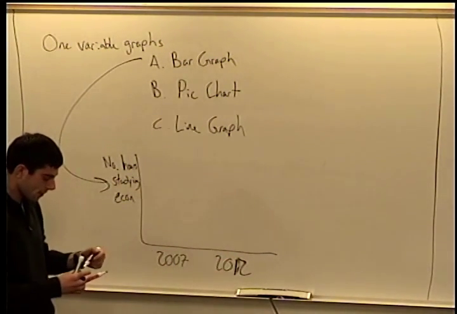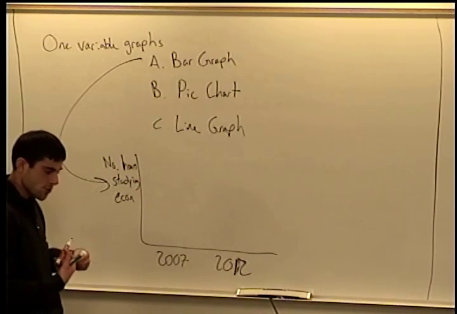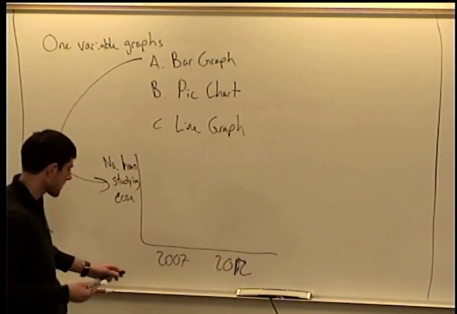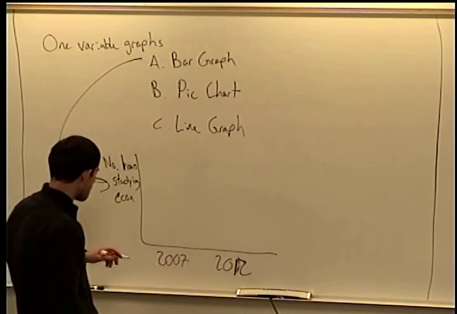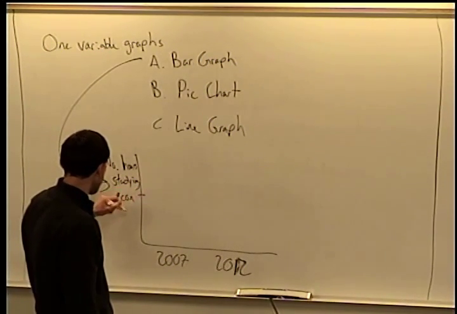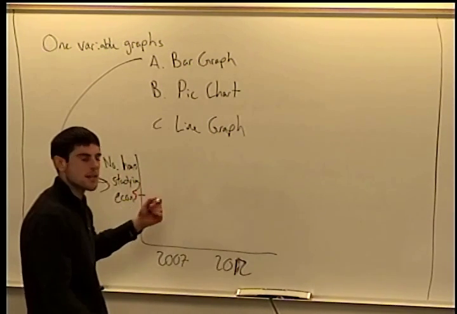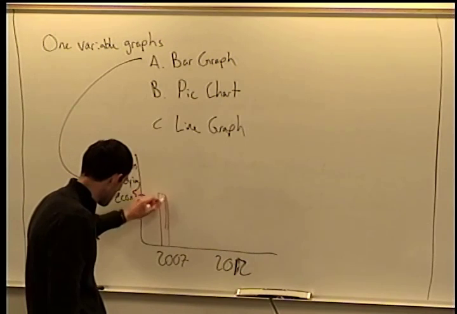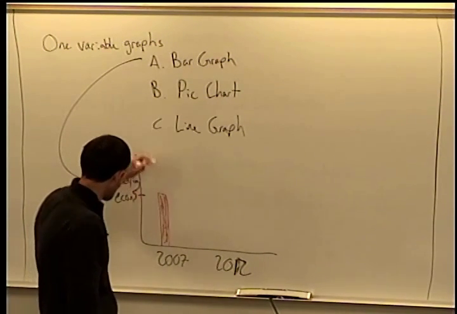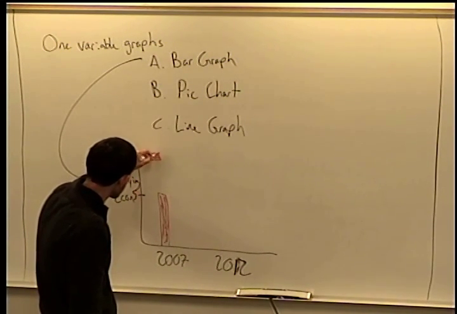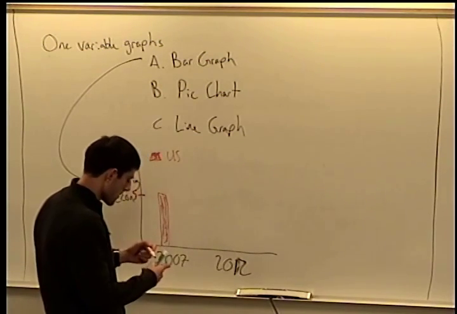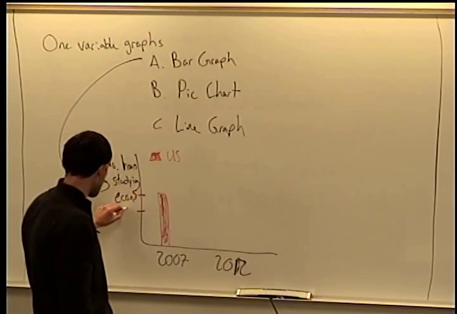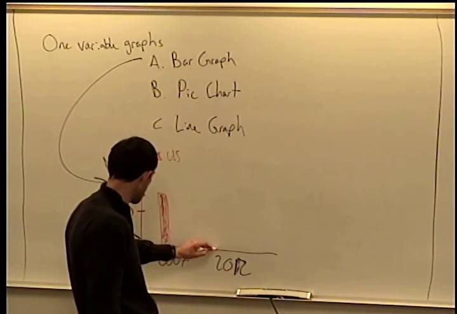Okay, so we have 2007 and 2012, and we're studying two countries, the US and let's say France. Okay, so for the US, people on average studied 5 hours a week, let's say. So we might have one bar. And then we have a little box that says our legend that tells us red is the US. And then in 2012, people studying on average 3 hours a week in the US.